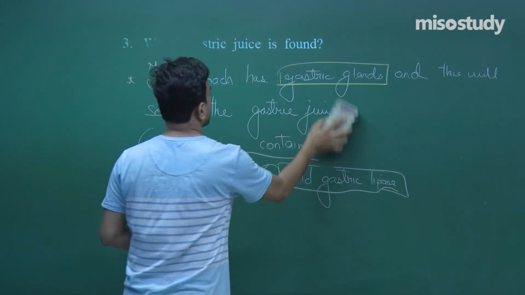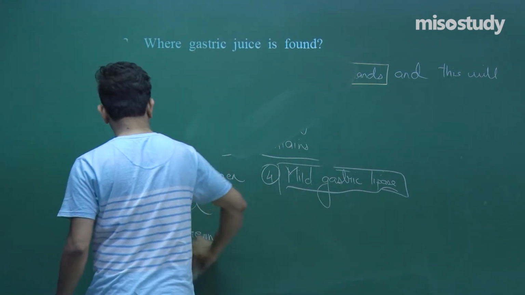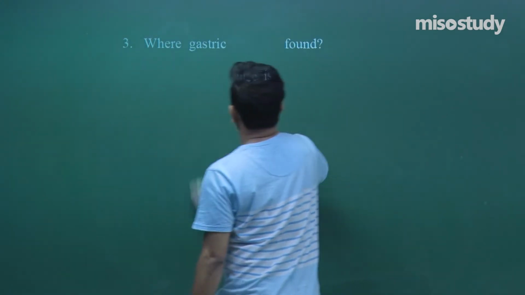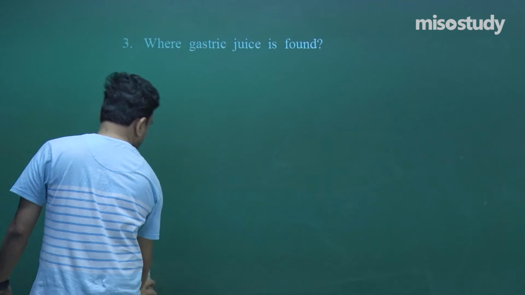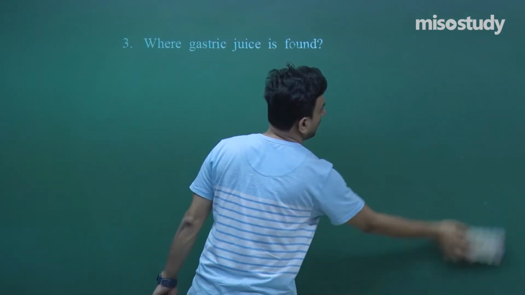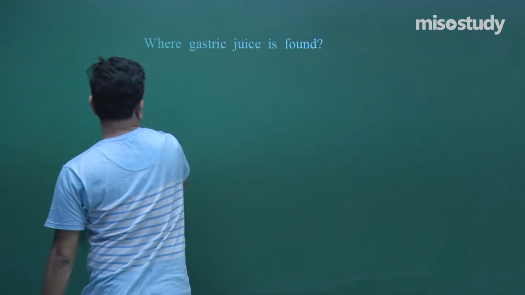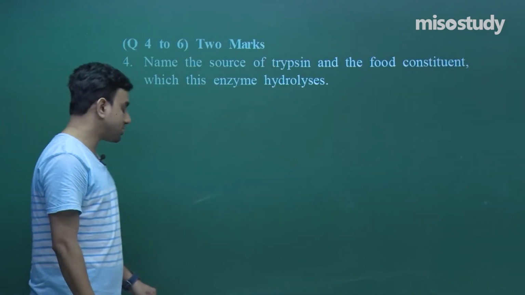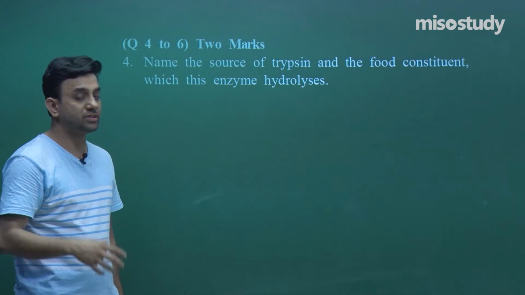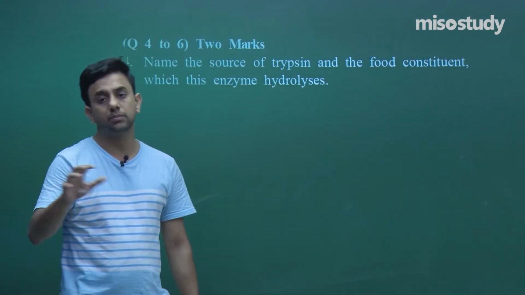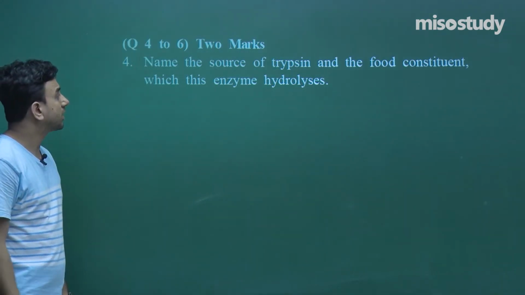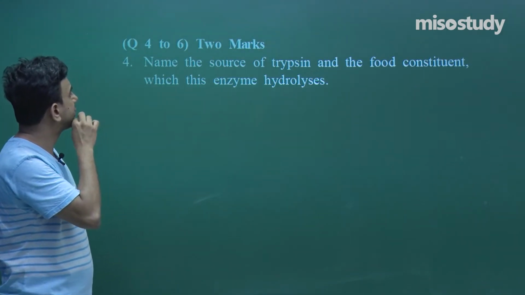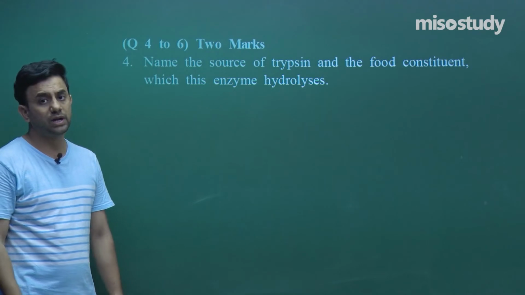Let us go to the next question now. What is the next question? The next question is 2 marks, but as I have already told you, we will discuss the whole question and then you can decide what to write. Name the source of trypsin and the food constituent which this enzyme hydrolyzes.